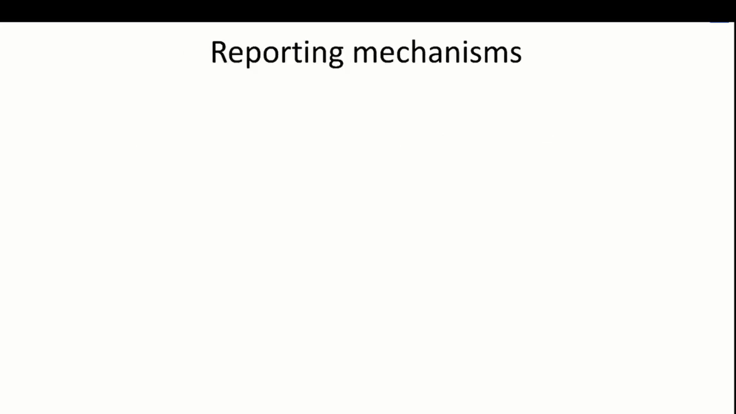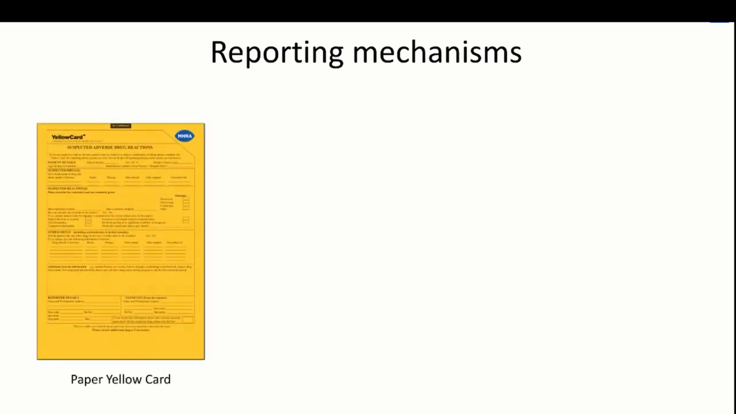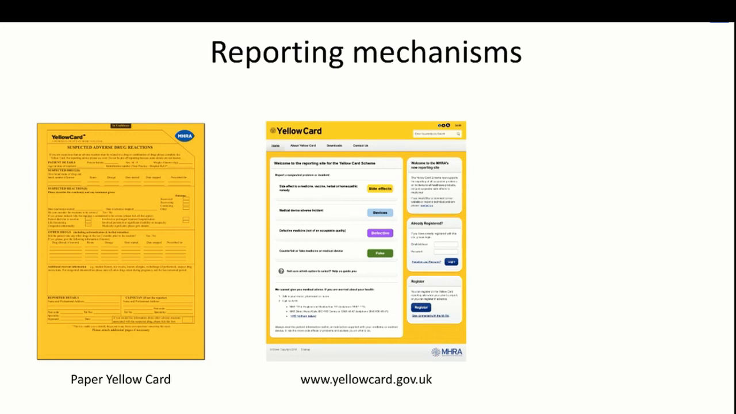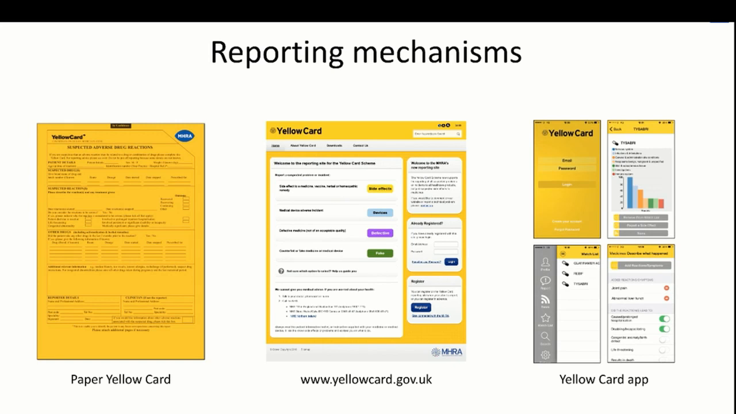For many years, the Yellow Card has been available in paper version in the back of the British National Formulary or the ABPI Medicines Compendium. This mechanism of reporting has been superseded by online electronic reporting using either the MHRA website or the more recently developed Yellow Card app for smartphones and tablets.